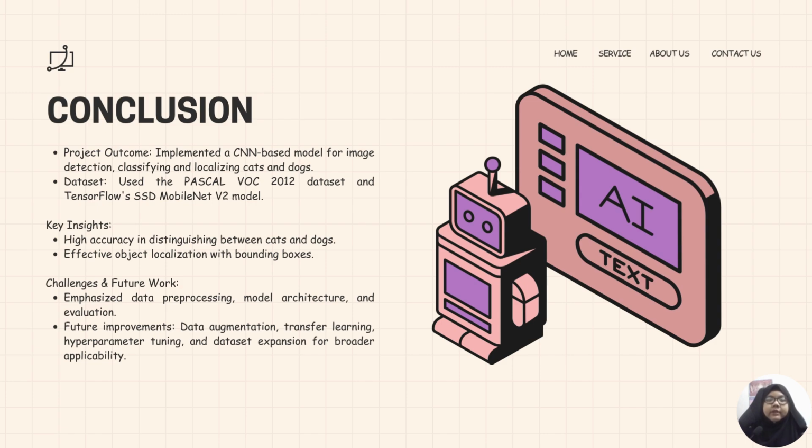To wrap up, in this project, we successfully built a deep learning model using Convolutional Neural Networks, or CNNs, to detect and classify images of cats and dogs. We used the PASCAL VOC 2012 dataset and TensorFlow's SSD MobileNet version 2 model to achieve impressive results. Our model performed with high accuracy, accurately distinguishing between cats and dogs.